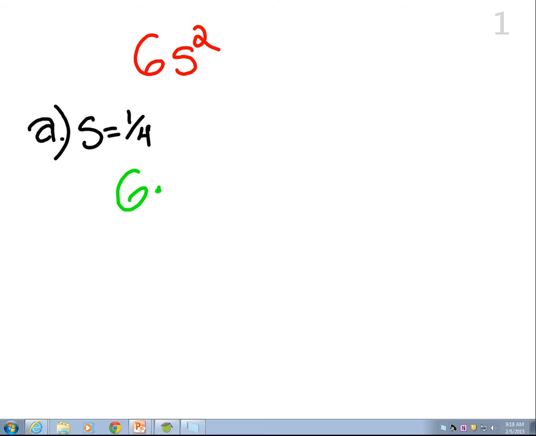6 times 1/4 times the exponent of 2. This is still A, yeah. So we have 6 times 1/4 to the power of 2. I don't want to do the exponent where I go in there. That's tough stuff. But what is 1/4 squared? How do we do that? Do you guys remember that from exponents?